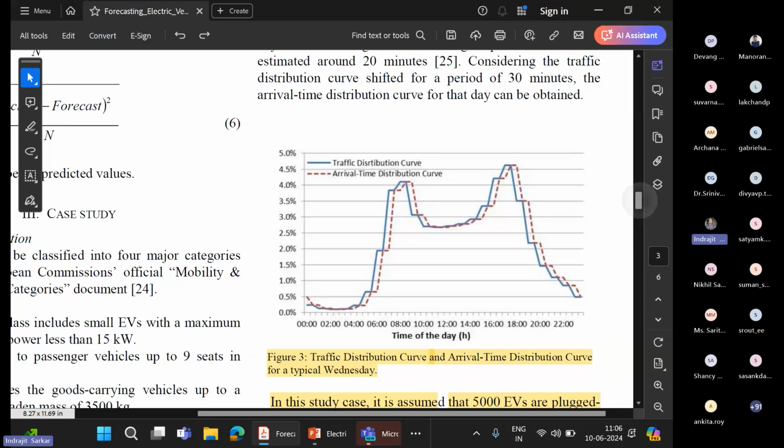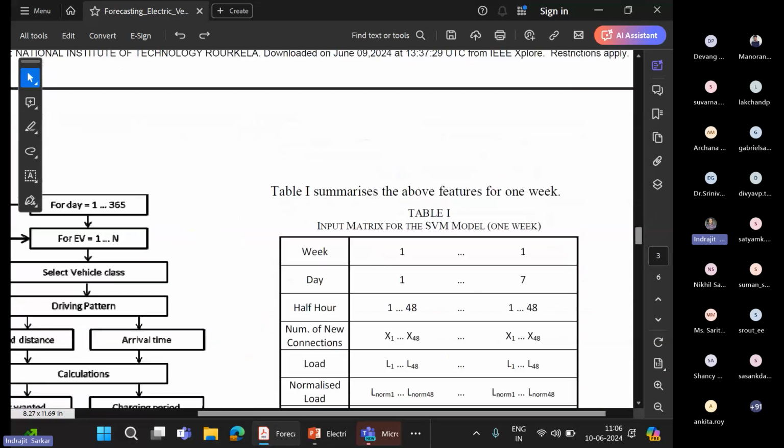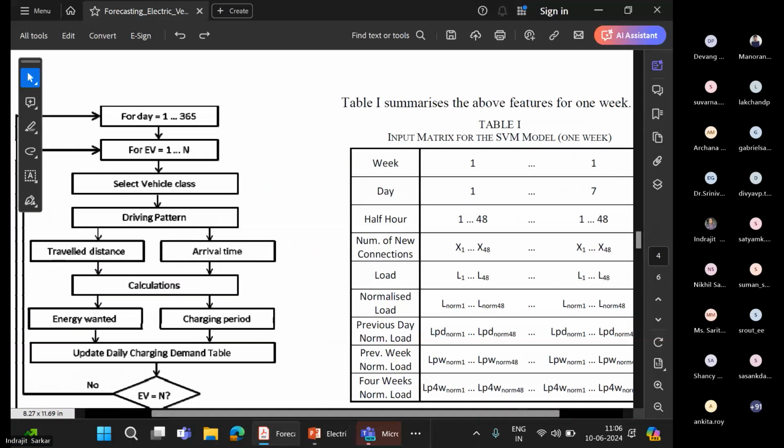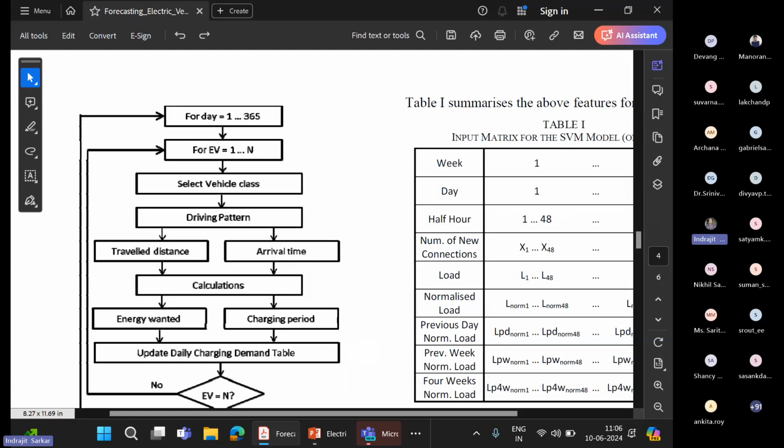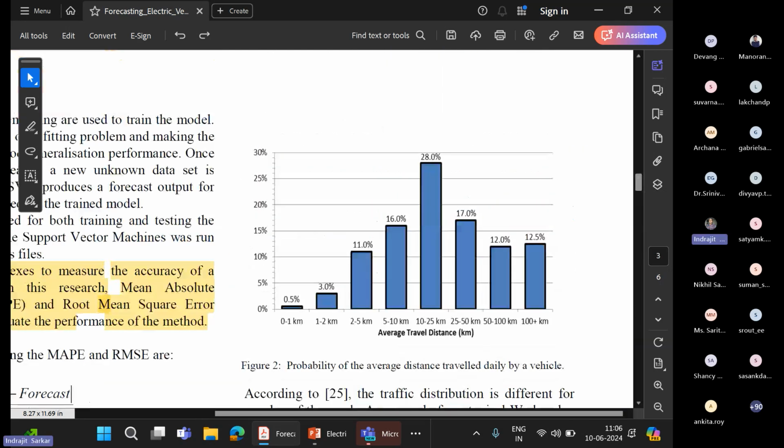This traffic distribution driving pattern, I think it is not given. Driving pattern. Okay, so you have to fit the driving pattern. Then travel distance, arrival time. Those things are available from here. The travel distance, average distance travel daily. Okay, that is given.